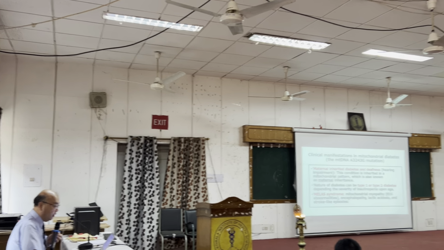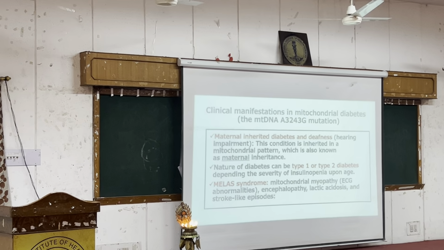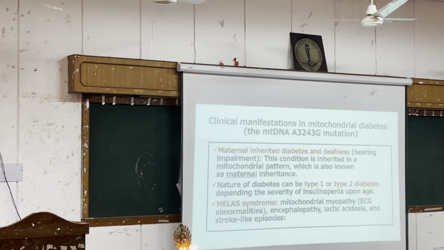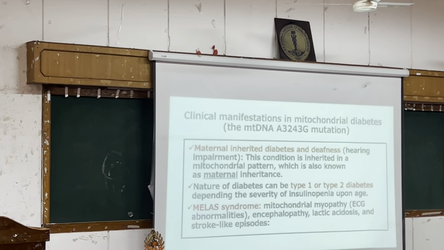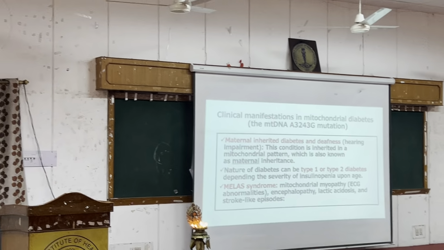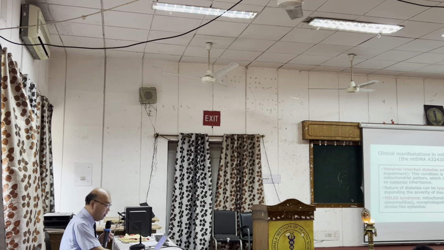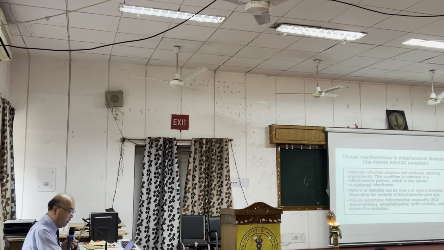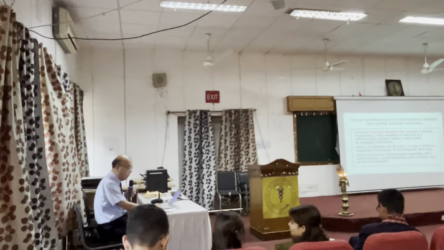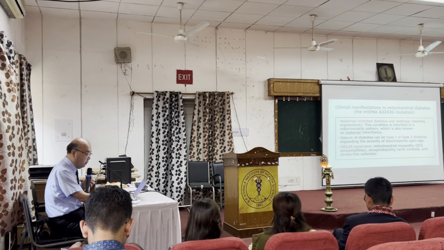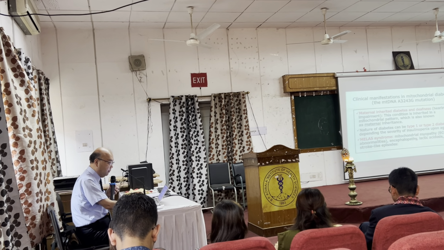This slide shows clinical manifestations in mitochondrial diabetes. Mitochondrial diabetes is also called maternally inherited diabetes and deafness. That is, mitochondrial diabetes based on the presence of maternal transmission in conjunction with a bilateral hearing impairment in most cases. The nature of diabetes can be type 1 or type 2 diabetes, depending on severity of beta cell failure upon age.